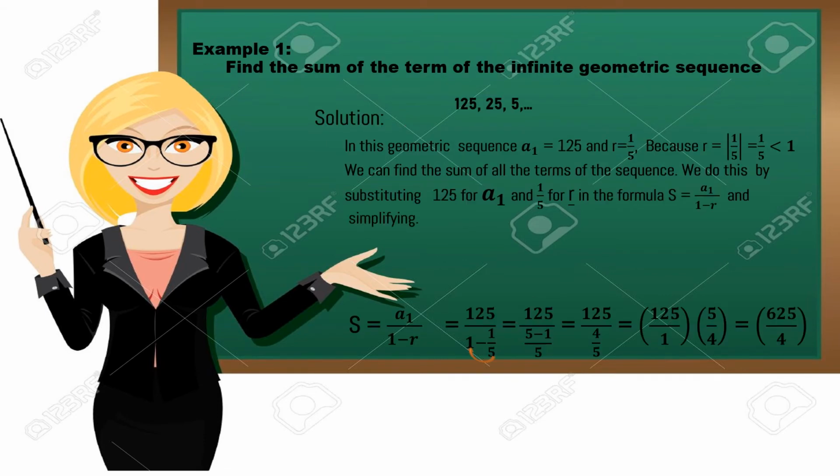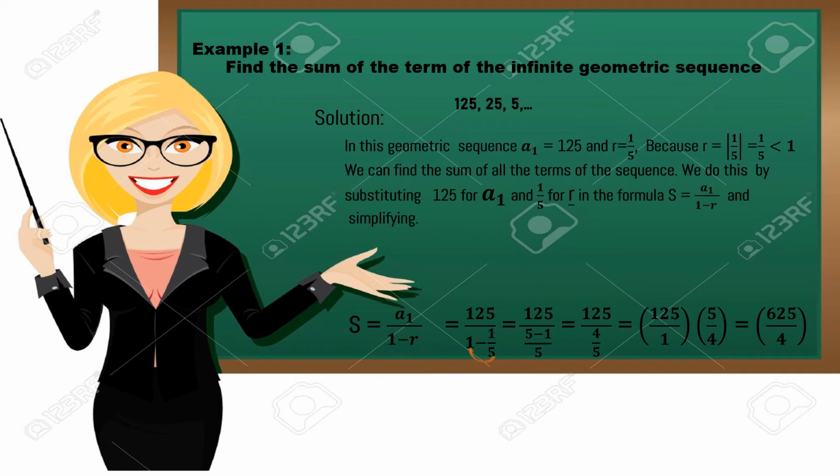Example number 1. Find the sum of the terms of the infinite geometric sequence given 125, 25, and 5. Solution. Find the a1. So that is 125. And your ratio, that is 1/5. Using the formula S is equal to a1 over 1 minus r, just substitute the value of a1 and the ratio. So a1 is 125 and your ratio is 1/5.